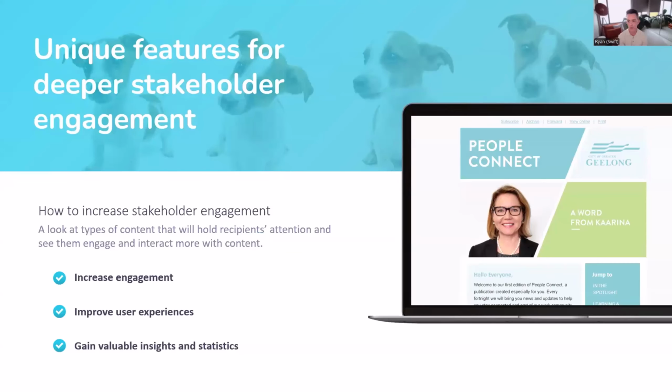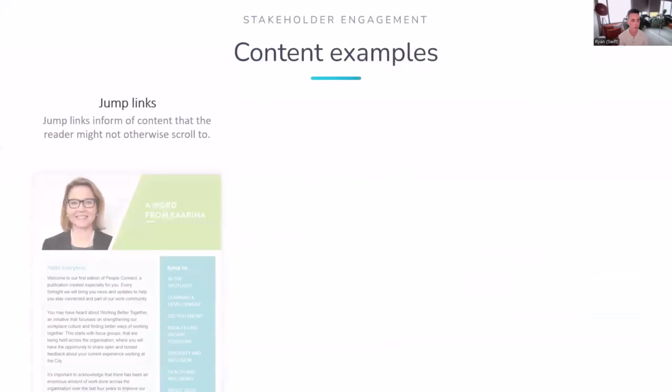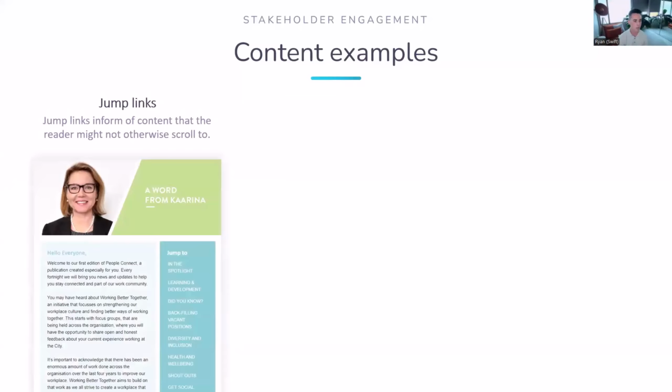I'm going to use the City of Greater Geelong as an example. They published this People Connect newsletter. I think they do a really great job of including engaging content, and that's reflected through their statistics as well. So the first thing I wanted to mention is jump links, or in Swift we call these quick links.